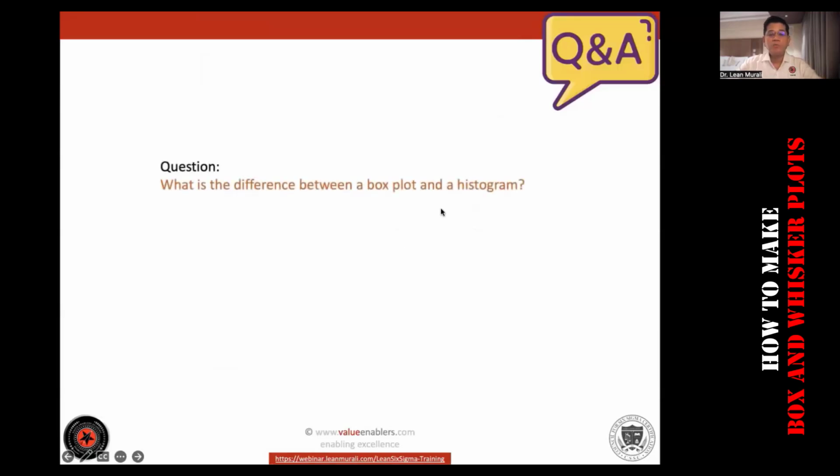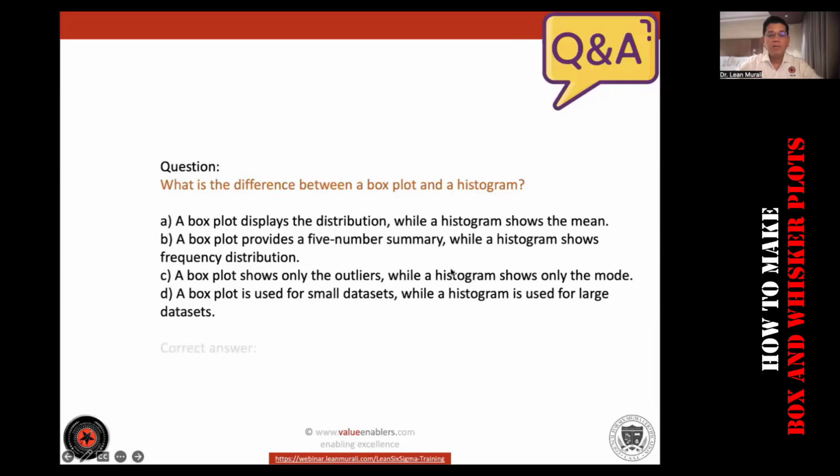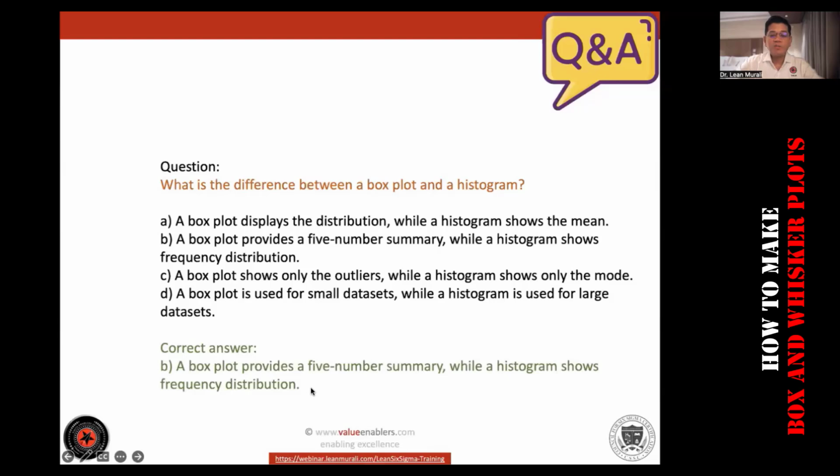This is just additional information that I've given. So the leading question is, what is the difference between box plot and histogram? A: A box plot displays the distribution while the histogram shows the mean. B: A box plot provides a 5-number summary while the histogram shows the frequency distribution. C: A box plot shows only the outliers while the histogram shows only the mode. D: The box plot is used for smaller data sets while the histogram is used for larger data sets. Let me see the answer in the chat box. B is the correct answer. Box plot provides the 5-number summary while the histogram shows the frequency distribution.